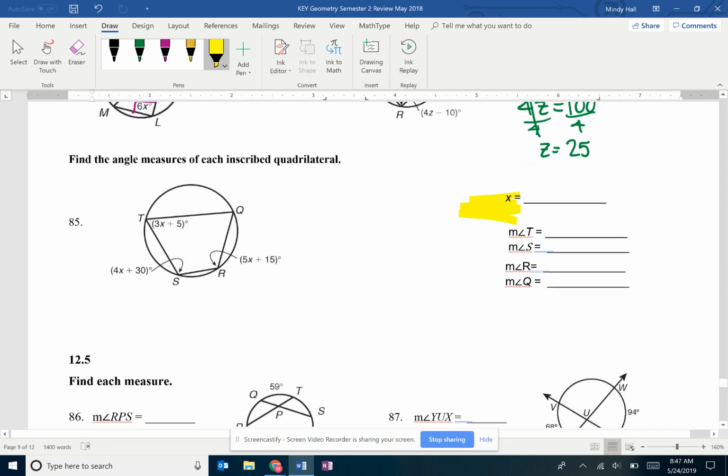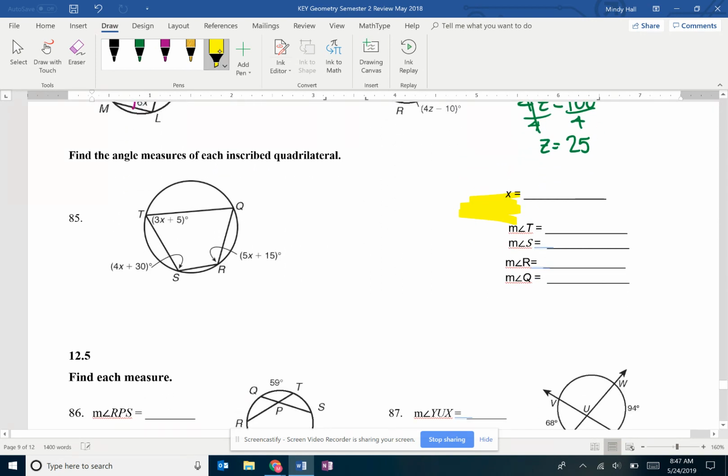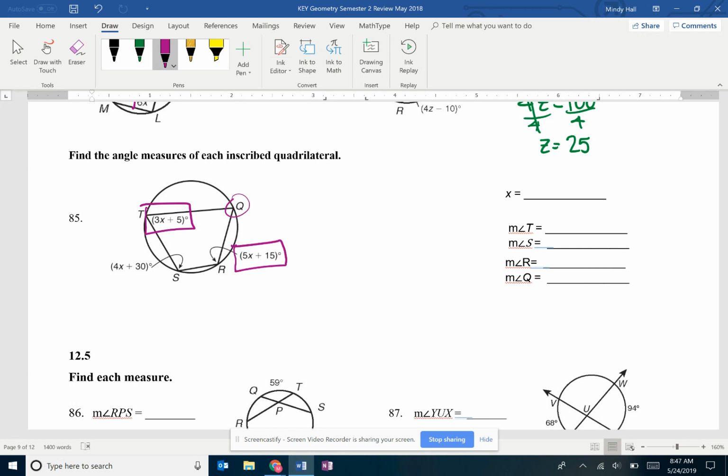So then for 85, see, it's coming with me again. I don't know why. The inscribed angles opposites are supplementary. So this one plus this one will equal 180. And I can't do it with Q and S yet because I don't have anything for Q. But I can use T and R to help me. So 3x plus 5 plus 5x plus 15 equals 180. So combining like terms, 3x plus 5x is 8x. 5 plus 15 is 20.